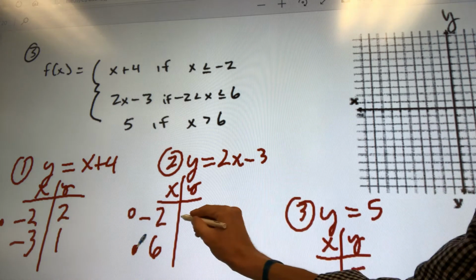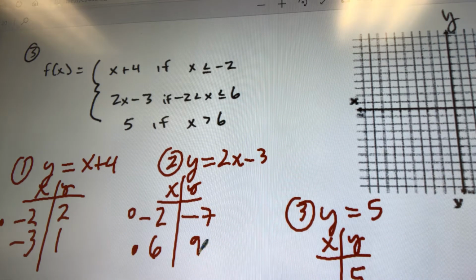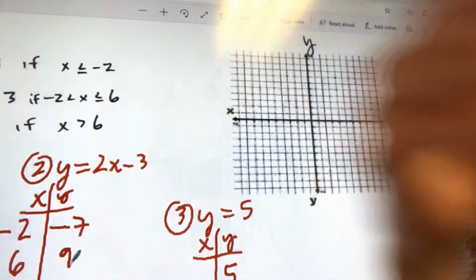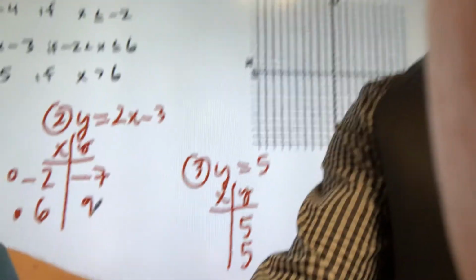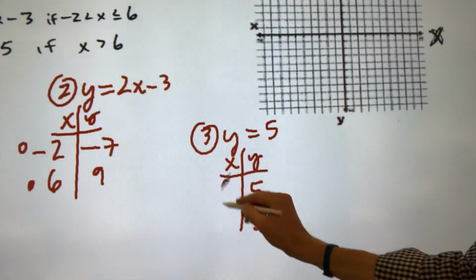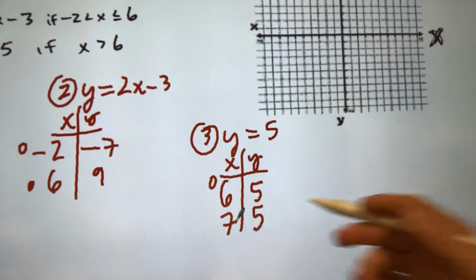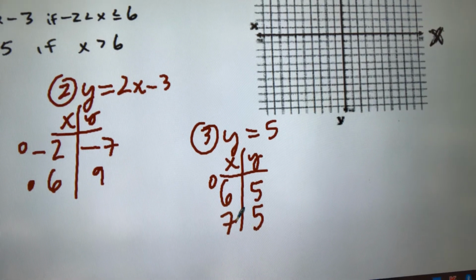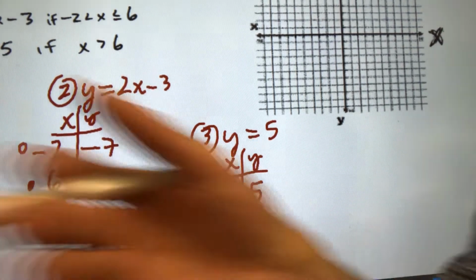Double it, subtract 3. That's your y value, -7 and 9. Then the x values I'm going to use on this third one are going to be 6, open circle, and 7. Okay, so I got -2, 2.